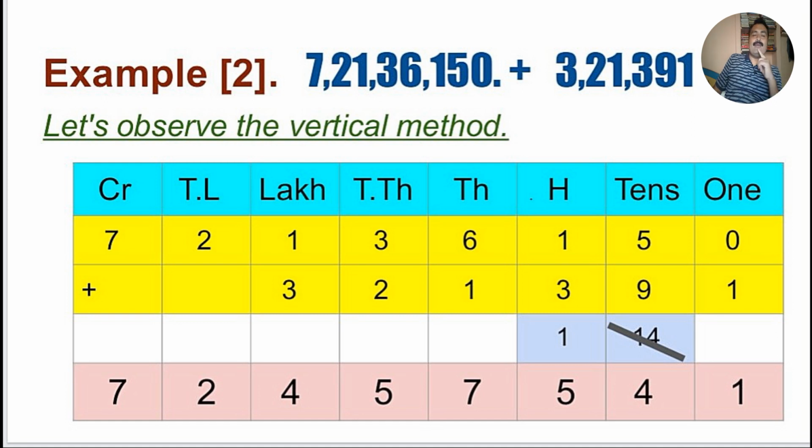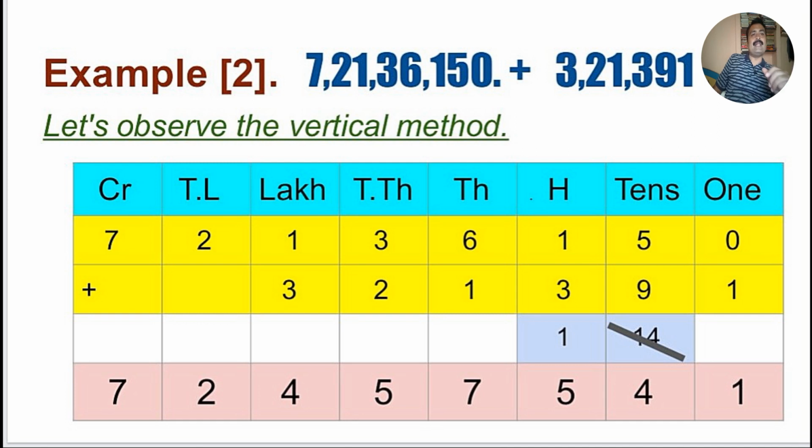So after making the vertical arrangement the correct way, it is important to start the addition of this example from the ones column. Let's observe the ones column here. 0 plus 1, we get the answer 1. We write that there.